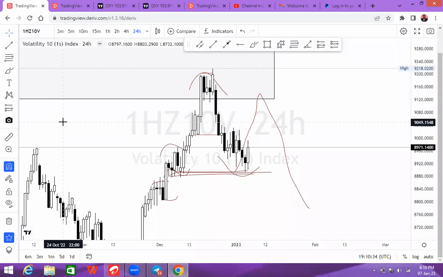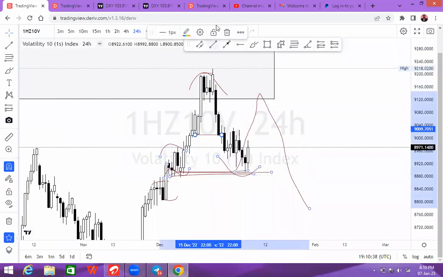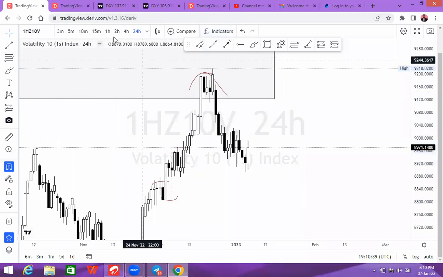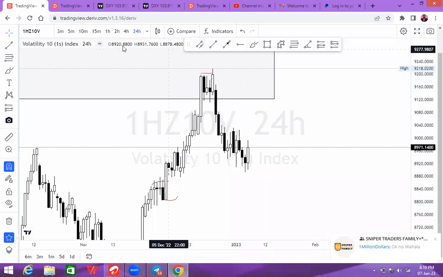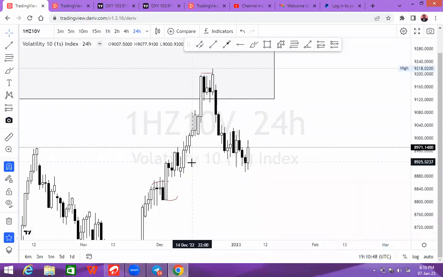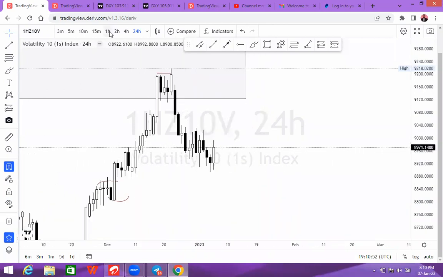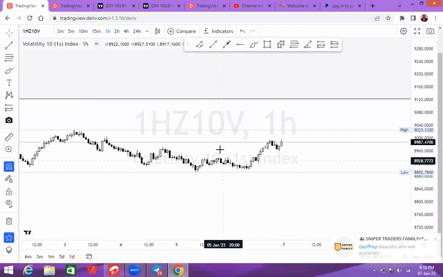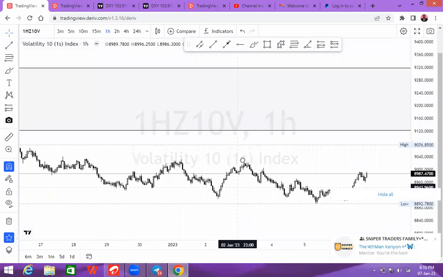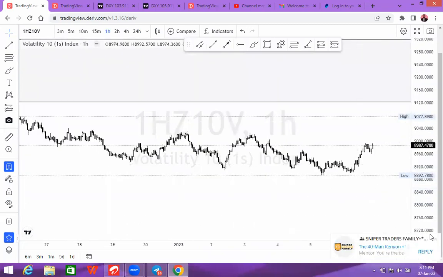So let's go to a lower time frame. Let's say the 1 hour. Okay, let me go to 1 hour so that we see the play I was looking at from this side, and how I was able to catch this buy that is currently a retracement. This is not the expansion, this is a retracement.